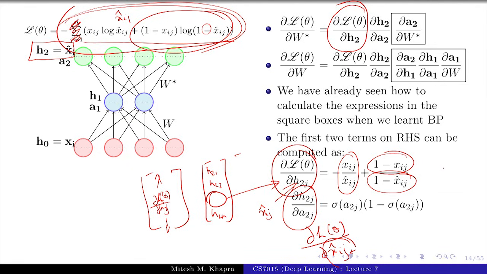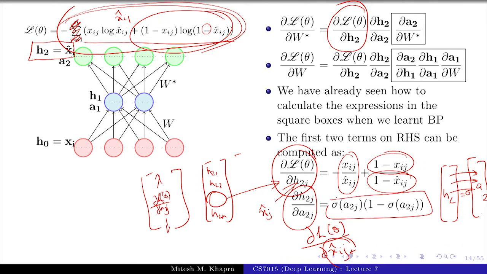So remember that h2 is equal to sigmoid of a2, which means it's just an element wise sigmoid, right. So I just need to compute the derivative of the jth entry of h2 with respect to the jth entry of a2. All the other derivatives are going to be 0 because they don't depend on that particular entry of a2. So now that is just going to be sigmoid of a2 into 1 minus sigmoid of a2, right.